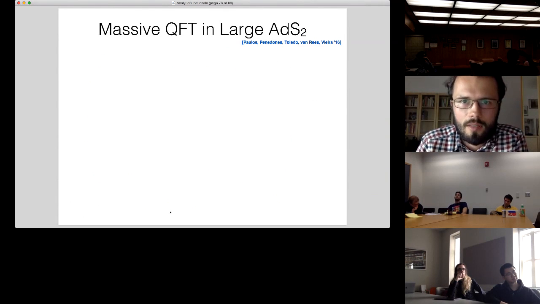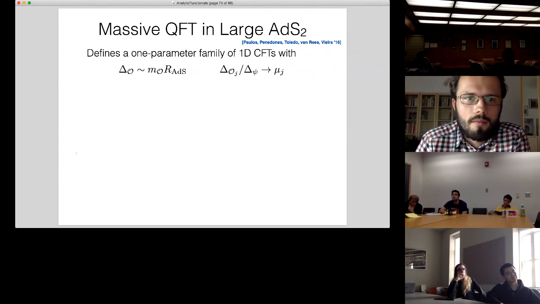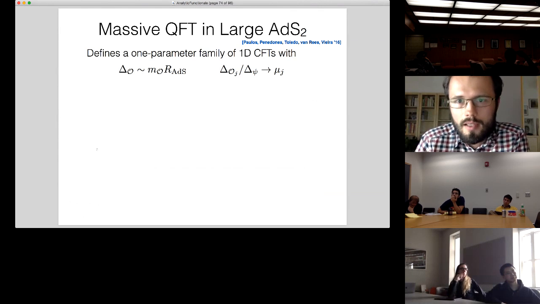Now, what happens when we deform the flat space to an AdS, AdS2, which is large? The situation was analyzed numerically in a recent paper by the author shown on the top right. So what happens when we put a massive quantum field theory in an AdS background, so that there is no dynamical gravity in this case? It's important. What happens in that case is that we get a one parameter family of 1D CFTs defined on the boundary, where the scaling dimensions of primary operators scale with the radius of AdS. They are proportional to the mass of the corresponding particle times the radius of AdS, and the ratios of scaling dimensions of these primary operators just approach the mu j variables, the ratios of the corresponding masses.